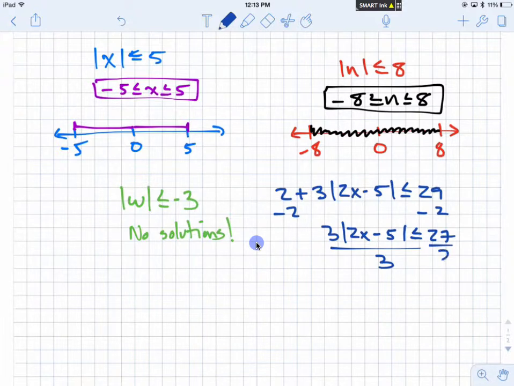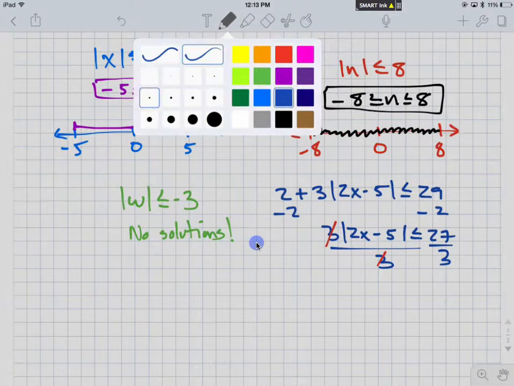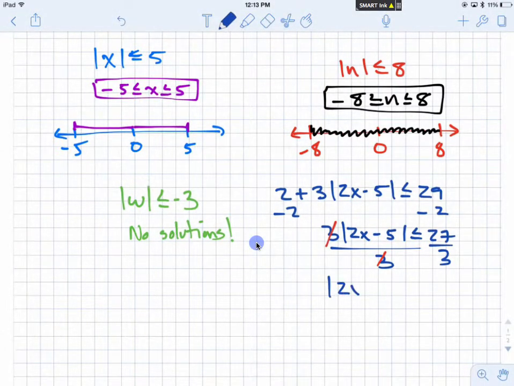To isolate this absolute value, I think we need to divide both sides by 3. When we divide by 3, we know that 3 over 3 is 1, so we're just going to have 1 absolute value of 2x minus 5, and that is absolutely what we'd like. All right, now that we have our absolute value isolated, I'm going to move this a little bit more towards the center.